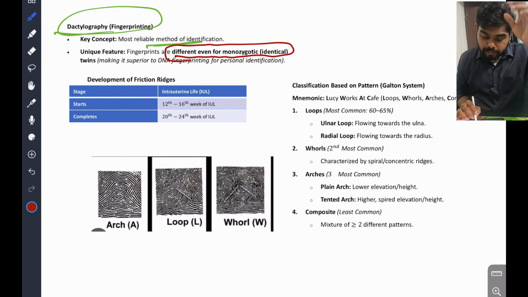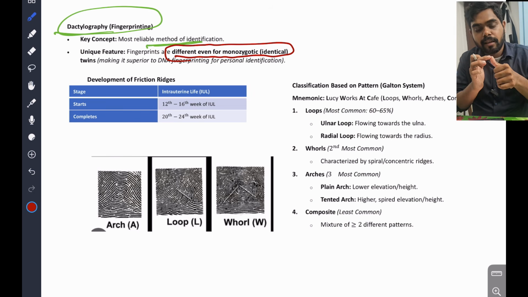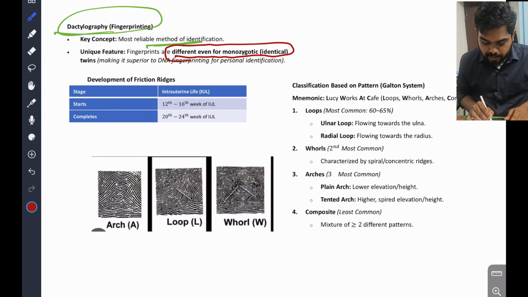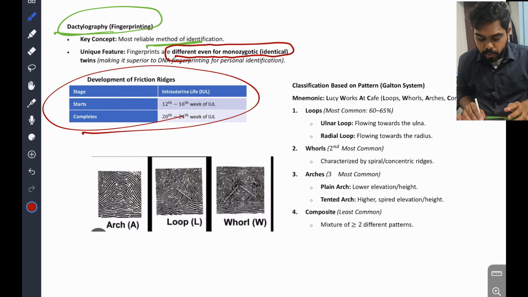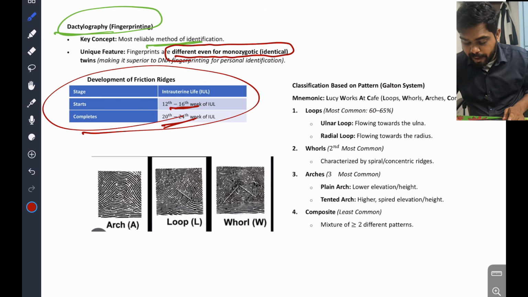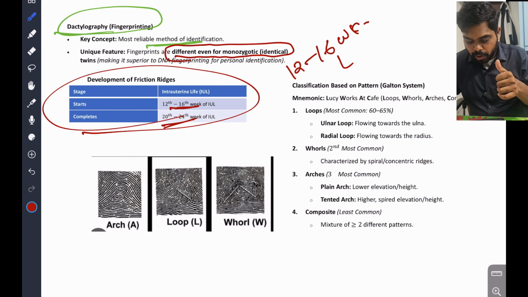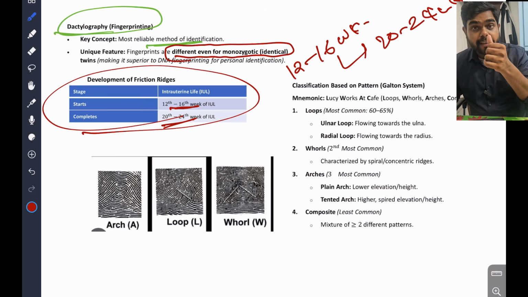Now the development of these friction ridges. In intrauterine life, they develop at 12 to 16 weeks, and development is complete around 20 to 24 weeks. So 12 to 16 weeks is when it is developing, and 20 to 24 weeks is complete development.